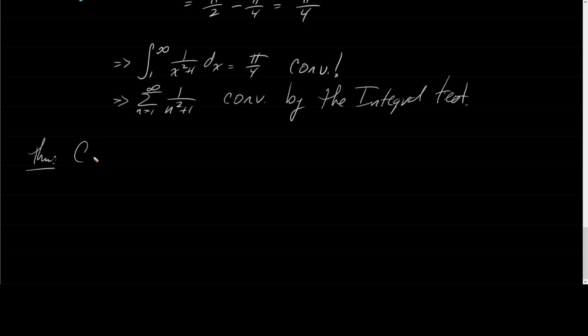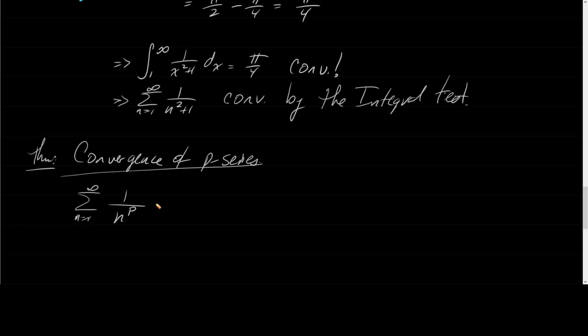This is the convergence of P series. And first, let's talk about what a P series is. A P series is in the form of the summation from 1 to infinity of 1 over n to the p. In other words, this is 1 over 1 to the p plus 1 over 2 to the p plus 1 over 3 to the p plus so on and so forth.